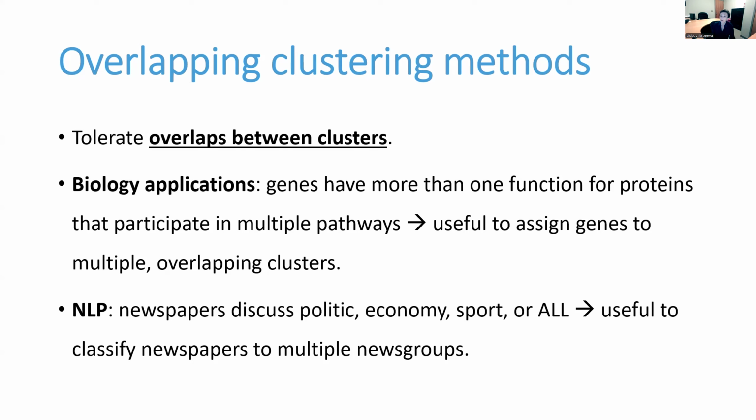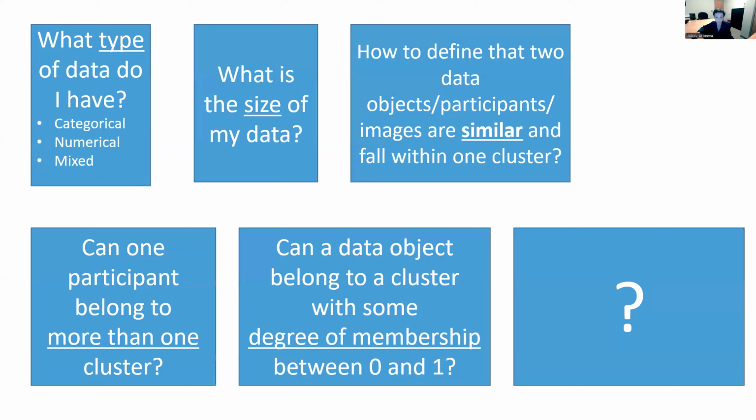Why? How can it be useful? Let's think about biological applications. We know that genes have more than one function, or proteins participate in multiple pathways, so it makes sense to assign genes to multiple overlapping clusters. In natural language processing, newspapers discuss politics, entertainment, sport, or all, so it can be useful to classify newspapers into multiple news groups.